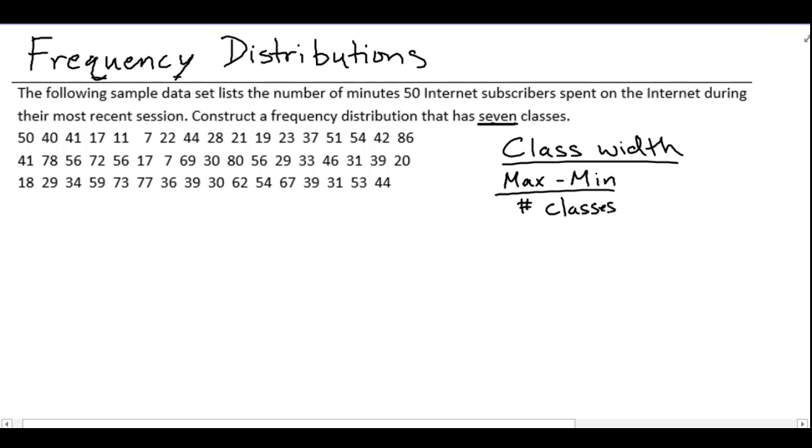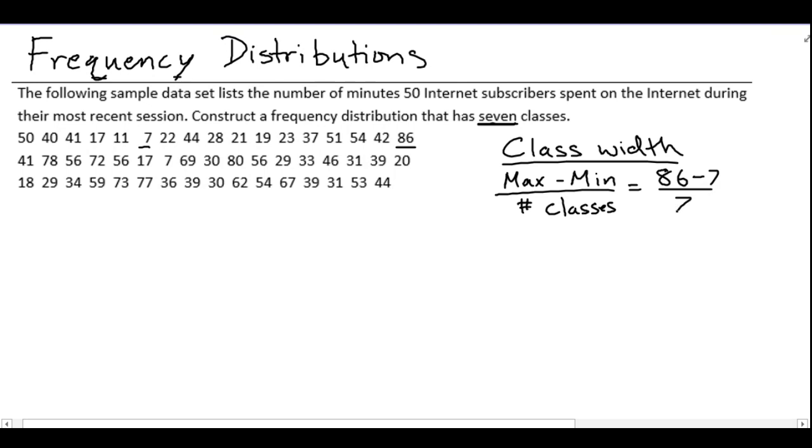So the highest number, we're going to go through here and look for it, I believe is going to be 86. I don't see any other numbers that are bigger than 86 as I run through here. And our smallest number, I believe, is 7. So we're going to do that real quick. To find our class width, we're going to take 86 minus 7, divide that by 7.